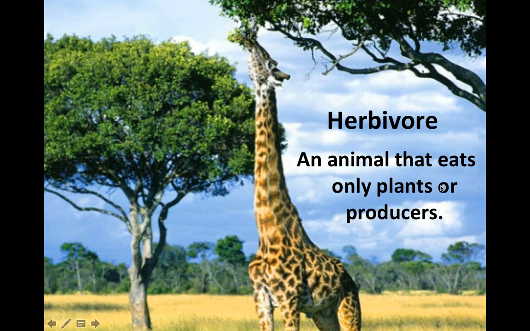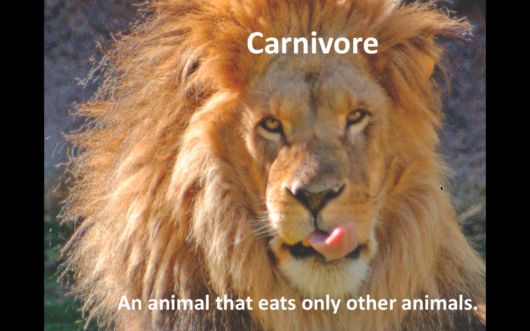A herbivore is an animal that eats only plants or producers. So, a giraffe is an example of a herbivore because they only eat plants. A carnivore is an animal that only eats other animals. A lion is an example of a carnivore because lions are meat eaters, they only eat meat.